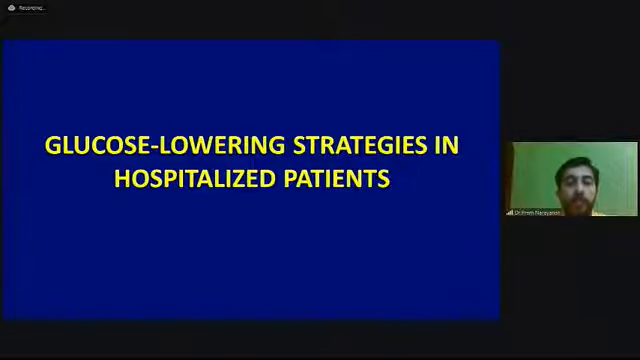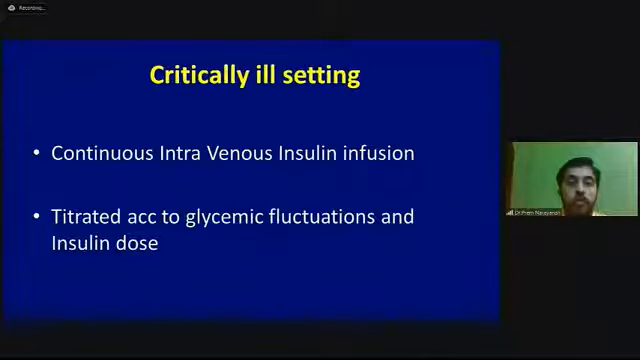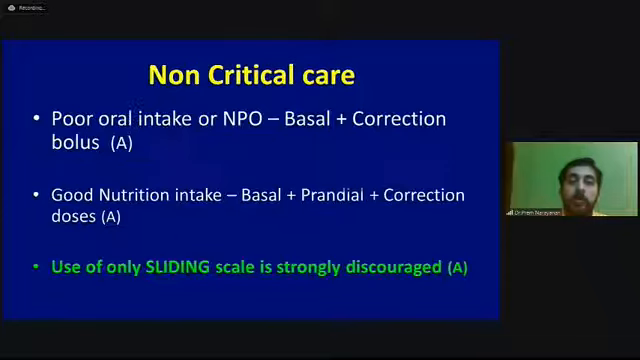Now next we move on to the glucose lowering strategies in hospitalized patients. First, in the critically ill setting, you always start with a continuous intravenous insulin infusion, and it should be titrated according to the glycemic fluctuation and the insulin dose. In the non-critical setting, if the patient has poor oral intake or is nil per oral, then basal insulin shall be started with correction boluses. We will come into detail about the correction boluses later. This is a grade A recommendation.